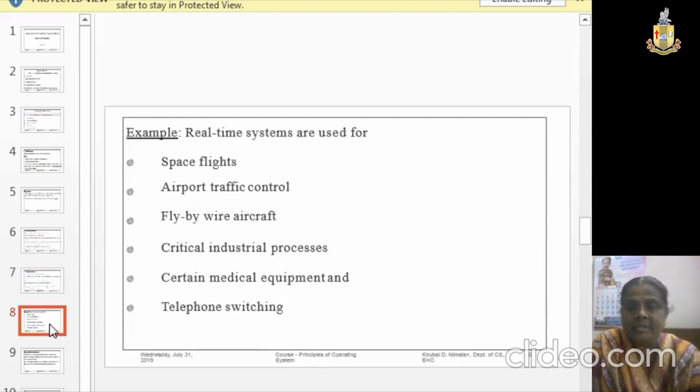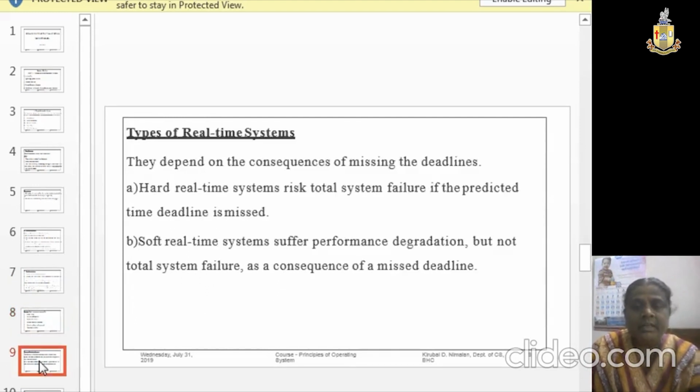Examples of real-time systems are space flights, airport traffic control, fly-by-wire aircraft, critical industrial processes, certain medical equipment and telephone switching. Real-time systems depend upon the consequences of missing a deadline. There are hard real-time systems and soft real-time systems. Hard real-time systems suffer a total system failure on missing a deadline. In soft real-time systems, it suffers only a performance degradation whenever it misses a deadline.